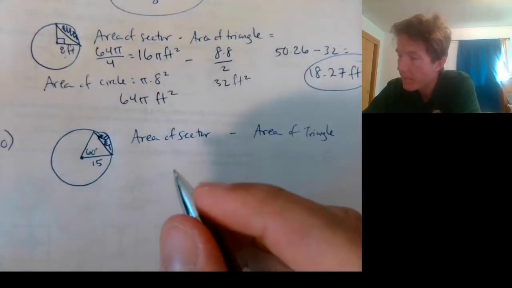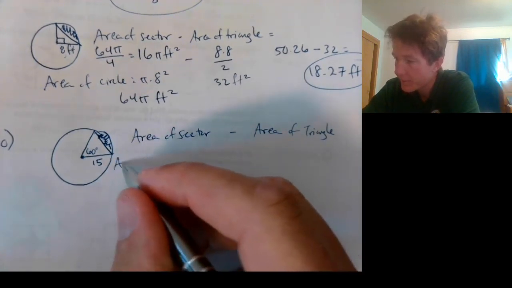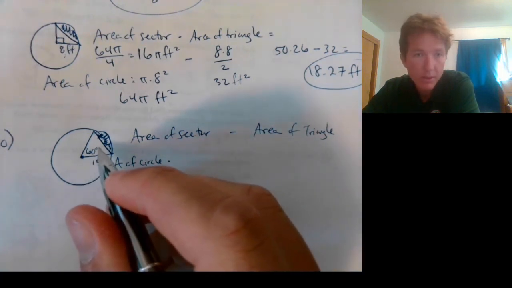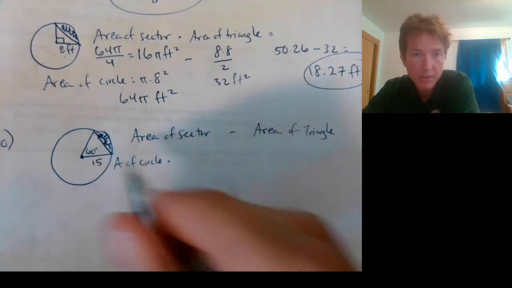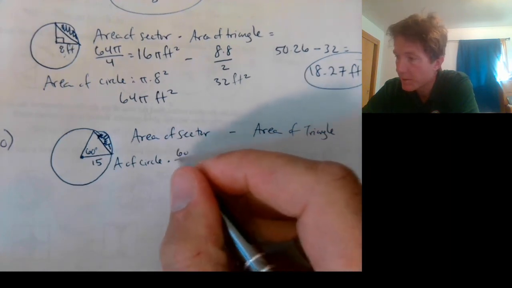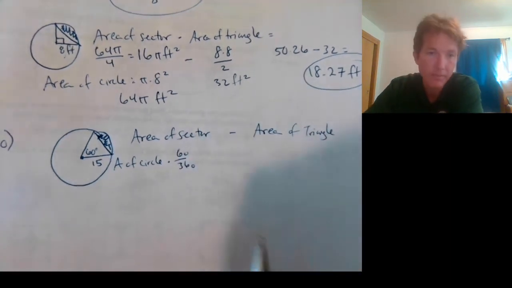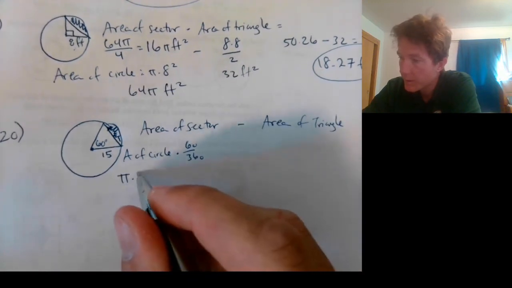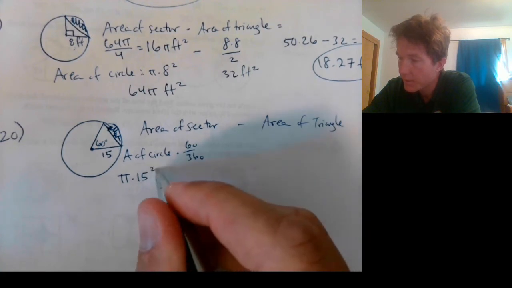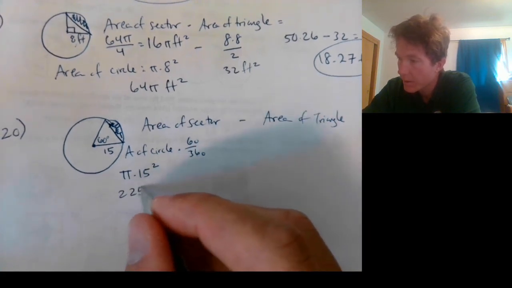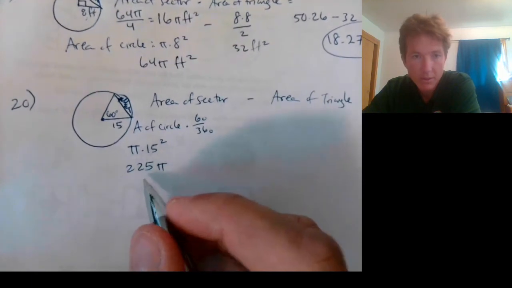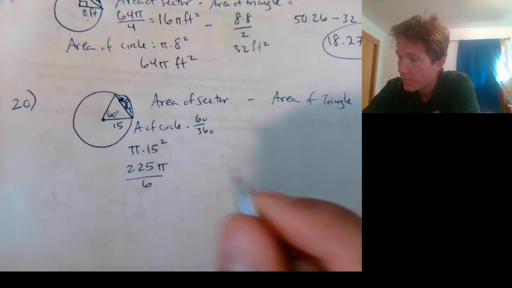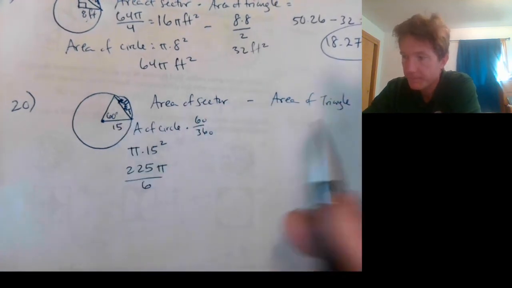That'd be the area of circle times the portion that this sector is. So this sector is 60 over 360, so it's times a sixth. So the area of my circle here is pi r squared. So pi times 15 squared. So my area of the circle here, the full circle, is 225 pi. Divide that by 6 and you get the area of your sector.